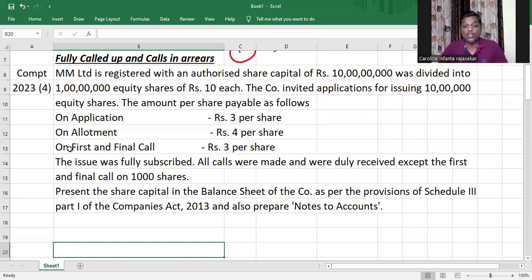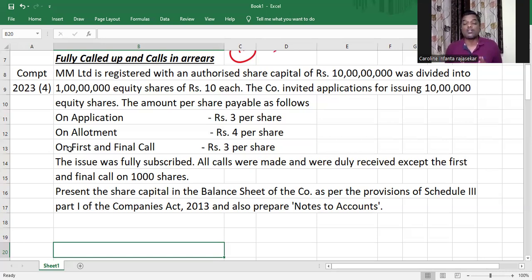Limited is registered with an authorized capital of rupees 10 crores, which was divided into 1 crore equity shares of rupees 10 each. The company invited application for issuing 10 lakh equity shares. The amount per share was payable as follows. On application, rupees 3, on allotment, rupees 4, on first and final call, rupees 3. The issue was fully subscribed. All calls were made and were duly received except the first and final call on 1,000 shares.